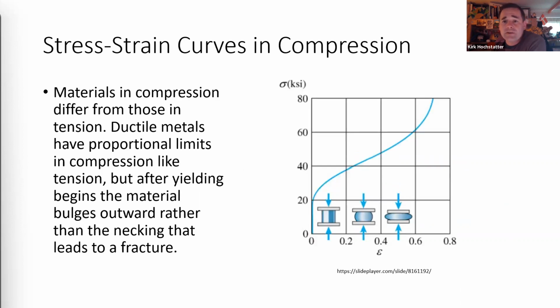Stress strain curves for materials in compression differ from those in tension. Ductile materials such as steel, aluminum, and copper have proportional limits in compression very close to those in tension, and the initial regions of their compressive and tensile stress strain diagrams are about the same. However, after yielding begins, the behavior is quite different.